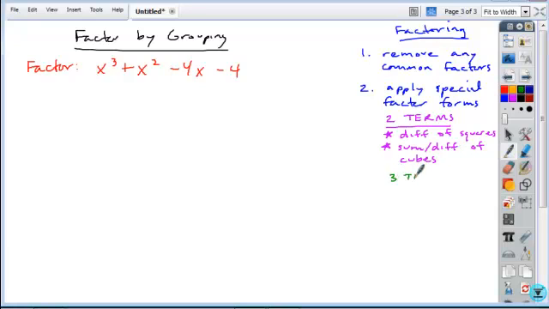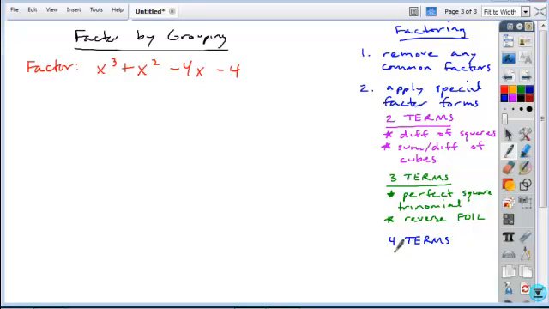Okay, if you have 3 terms in your expression, then you should consider looking for the perfect square trinomial form, or you can reverse FOIL in order to complete the factoring steps for a 3-term expression. If you wind up with 4 terms, then you're going to use factor by grouping. Okay, so let's follow this process through this sample problem.